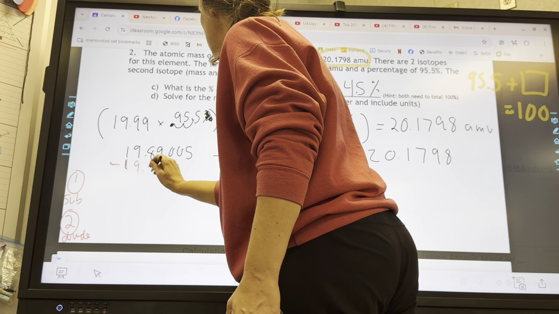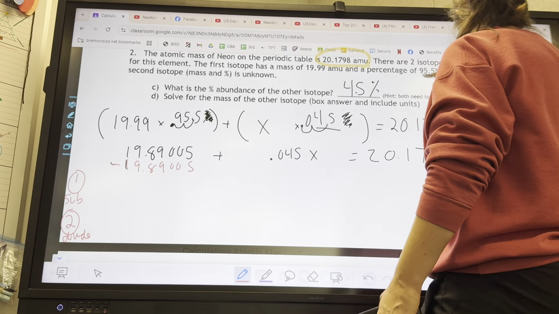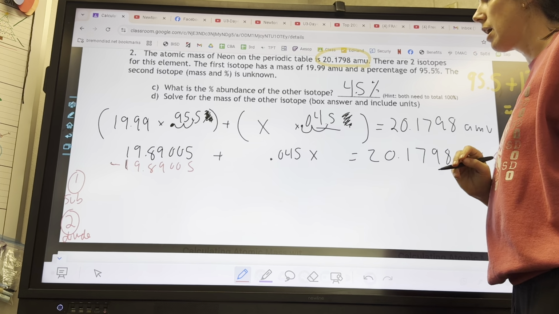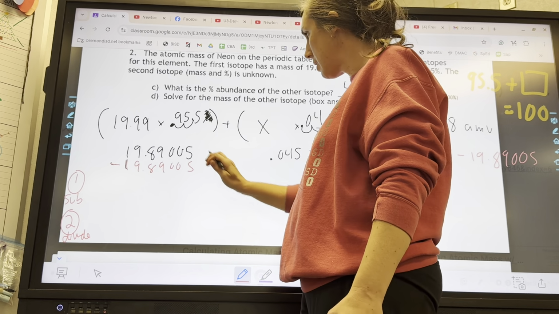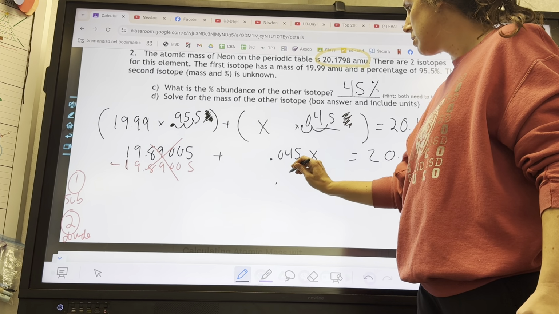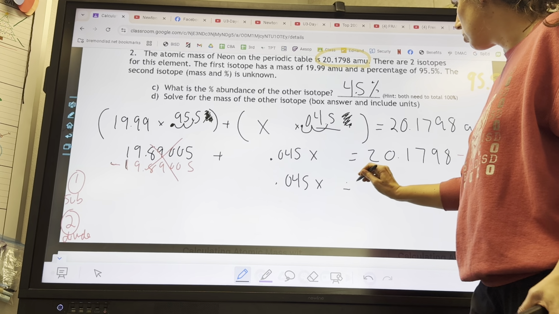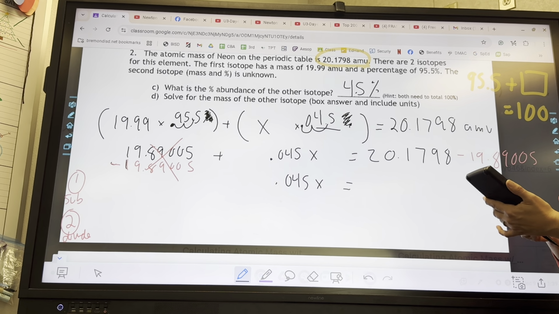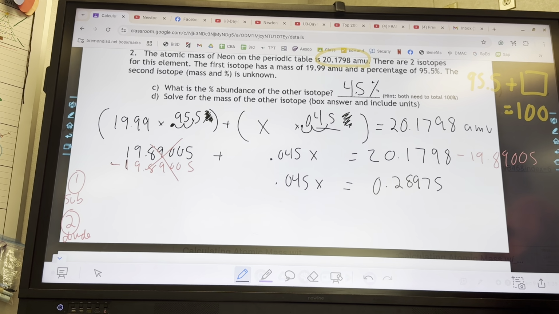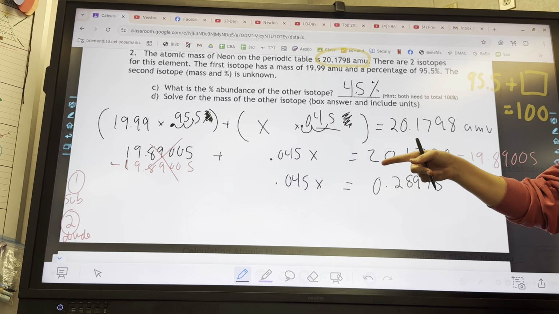Subtract 19.89005 from this side. Subtract 19.89005 from this side. Okay, when I subtract it from this side, it cancels out. And I'm just left with 0.045x equals 20.1798 minus 19.89005. I got it. What'd you get? 0.28975. Absolutely. Okay. Then we divide. Yep, because we subtracted first, now we divide.